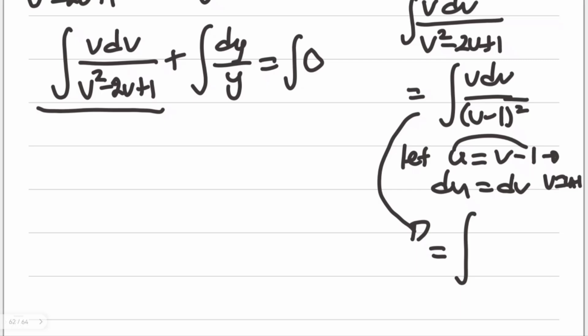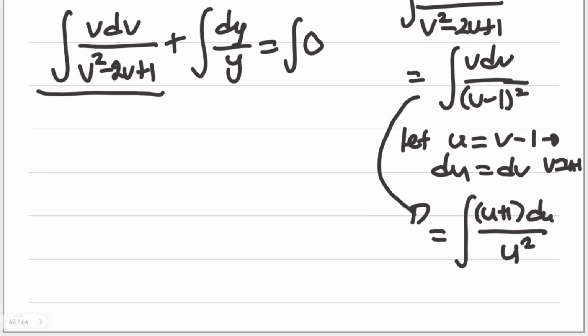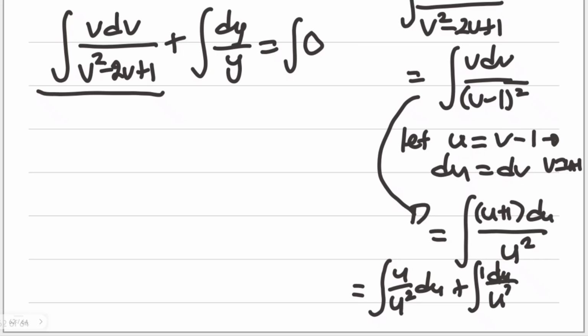So you will have an expression similar to this. You will have, instead of v, you will have u plus 1. And then your dv is du over the square of u. We're doing this because we would like to represent this in another process. You can separate this into two forms: the derivative of u over u squared du, plus the derivative of 1 du over u squared as well. And then we can have here a simple expression.